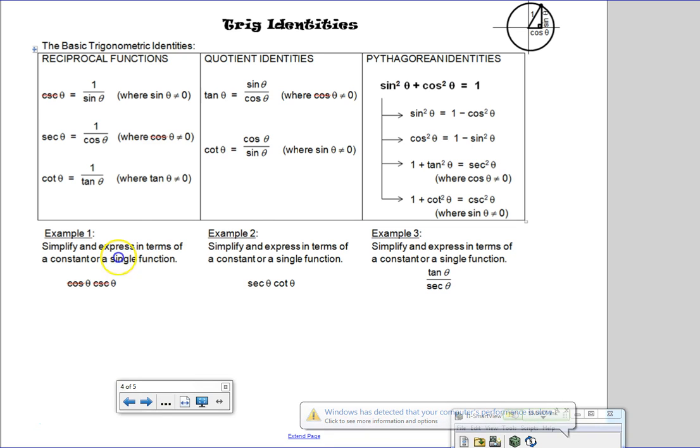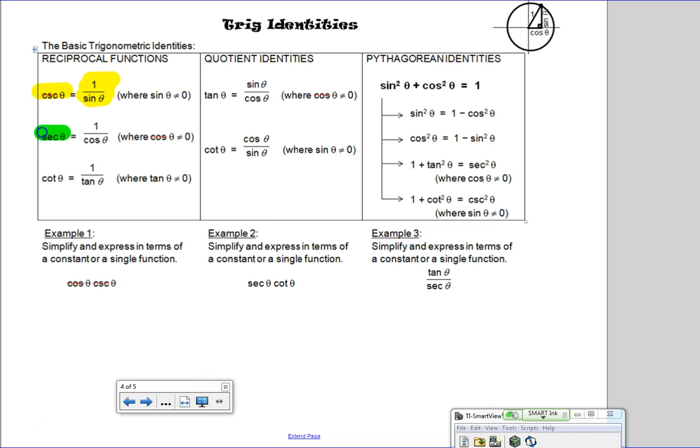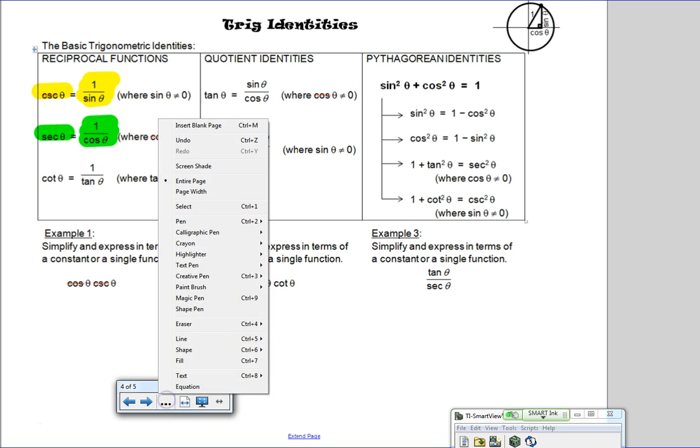So cosecant, you know, is sine flipped. So cosecant is literally sine flipped, the reciprocal, and that's why cosecant is the equivalent of 1 over sine. Same thing with secant. Secant is cosine flipped, reciprocate. So secant and 1 over cosine are identical. They mean the same thing.